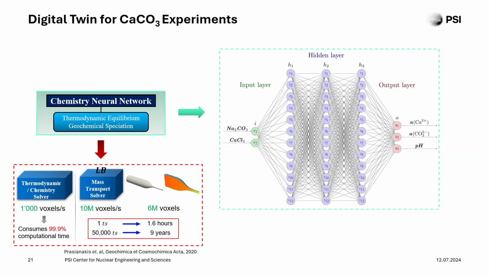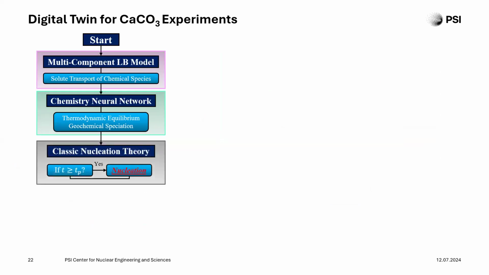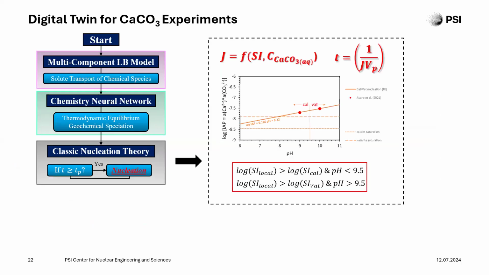In our simple system, we have two species as input, which is the concentration of our primary species. And we have three variables as output, which is the activity of calcium and carbonate, and also the relevant pH value, which will be used later in the simulation of the dissolution and precipitation process. And in order to consider nucleation in our model, of course, we are applying classical nucleation theory, in which the nucleation rate is a function of saturation index and the concentration of calcium and carbonate, and the induction time is related to the nucleation rate and the local volume of the pool.